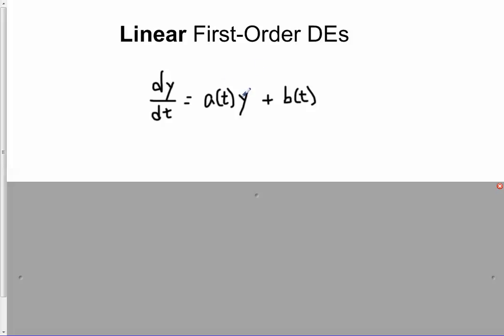So just something times y plus something. It's just like mx plus b is linear in an algebra sense, linear in terms of x, a number times x plus another number. So an expression times y plus another expression. That's the idea. Now, right off the bat, we want to talk about some special cases.